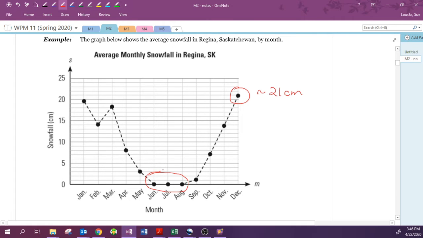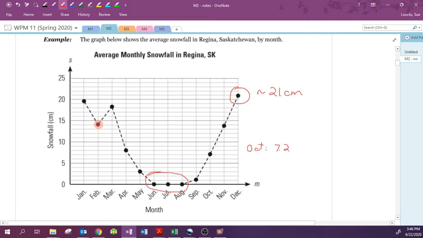Question C, during what month is the average snowfall approximately twice as much as the average October snowfall? So we have to do two things for this graph. We have to figure out what the average snowfall in October is. So October, it's just a little over 7, but it's not 7.5, let's call it 7.2. And so we're looking for something that's just over 14. And that would be, so I'm looking here, this is the 14 line.